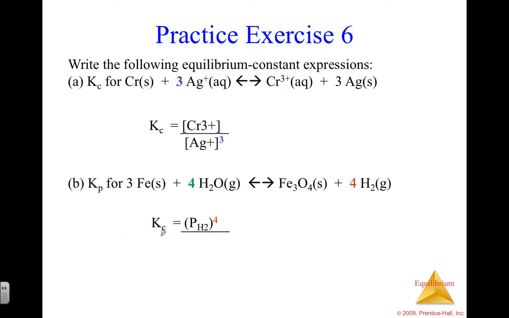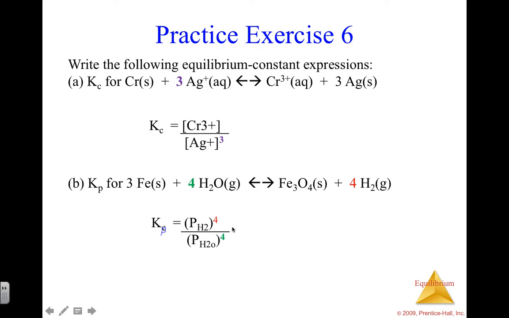Make that a P on your notes. Kp is the partial pressure of H2 to the 4th. Again, the coefficient becomes an exponent. Products over reactants, divided by the partial pressure of H2O to the 4th. Again, from this coefficient. Because our iron is a solid, it is not included downstairs. Because our Fe3O4 is a solid, it's not included upstairs.